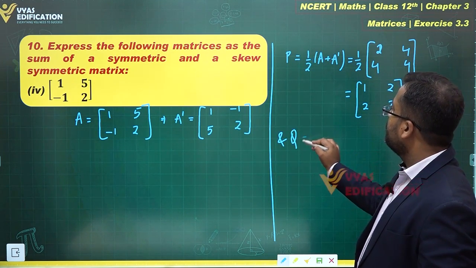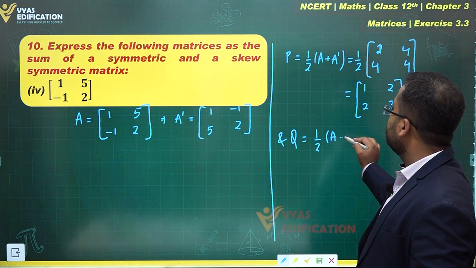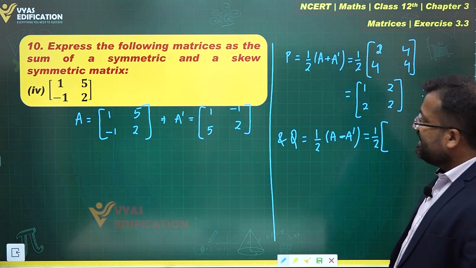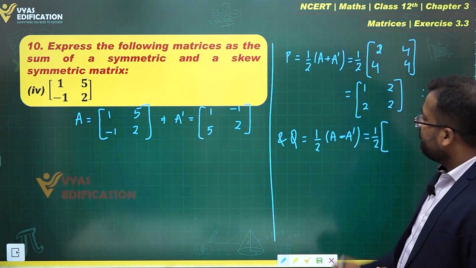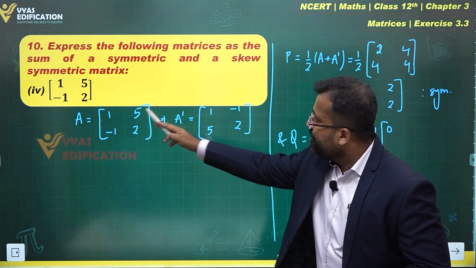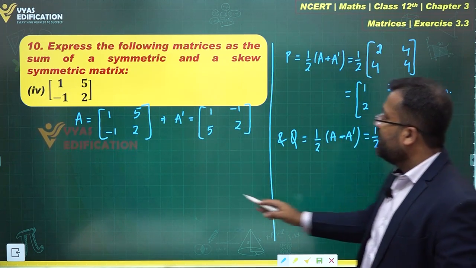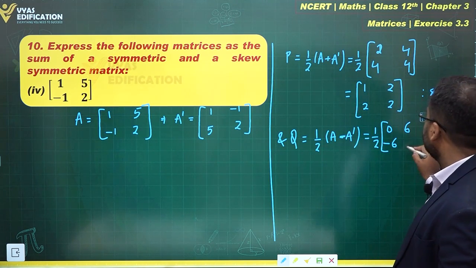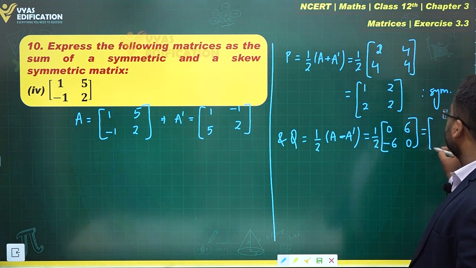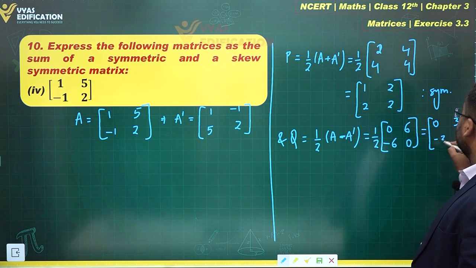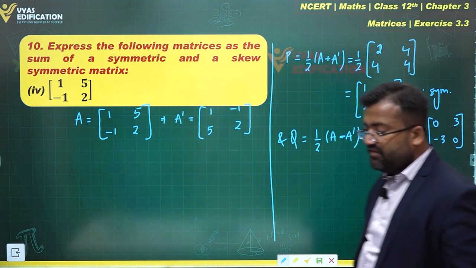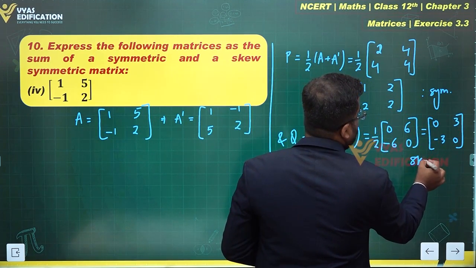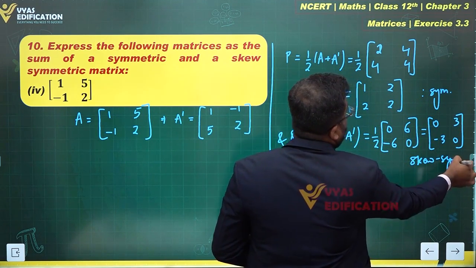And Q is equal to half of A minus A transpose. What is that? Half of, let's take the difference. The first element 1 minus 1 will be 0. The second element 5 minus or minus 1 would be 6. Third element minus 1 minus 5 would be minus 6, and 2 minus 2 would be 0 over here. What does that become? This is 0, 3 minus 3, 0. Can you observe that this is a skew symmetric matrix, right?